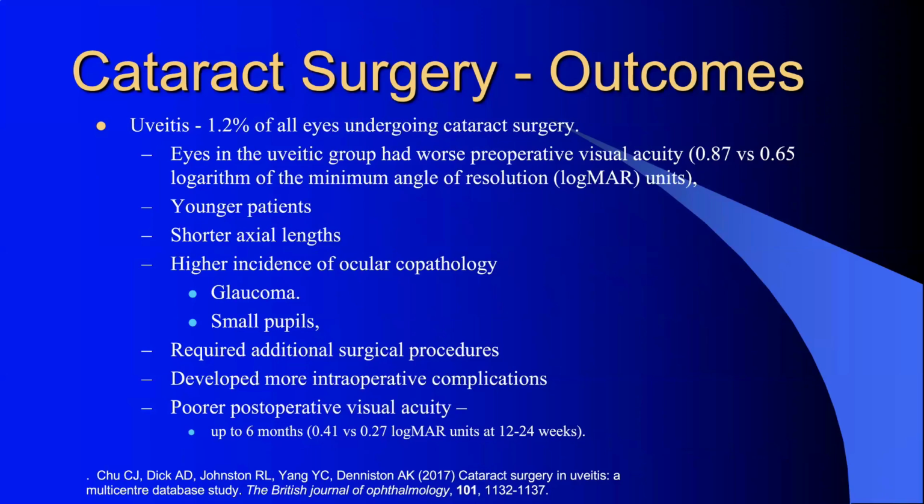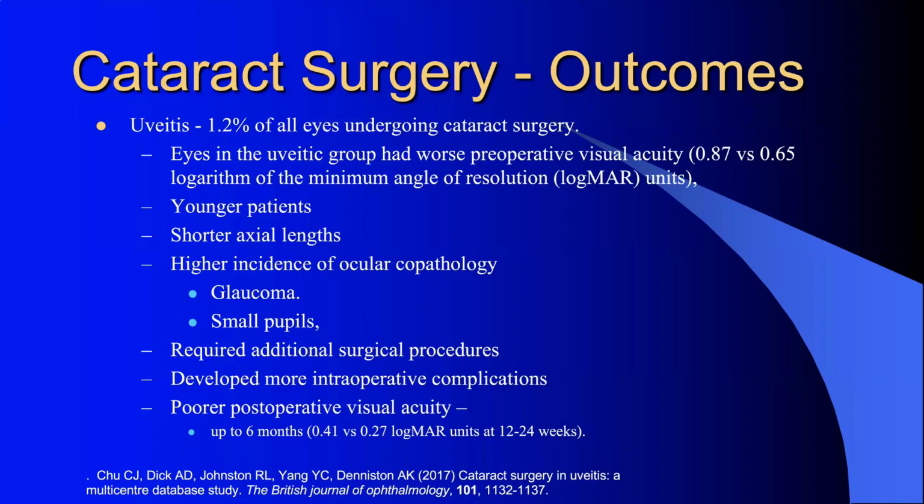If you look at all the patients who have cataract surgery, about 1.2% of all eyes undergoing cataract surgery have uveitis, okay? And if you look at that, they have a higher incidence of ocular copathologies such as glaucoma and small pupils. And this is something that we know in patients who undergo cataract surgery who have underlying uveitis. And they tend to have a poorer visual prognosis overall.